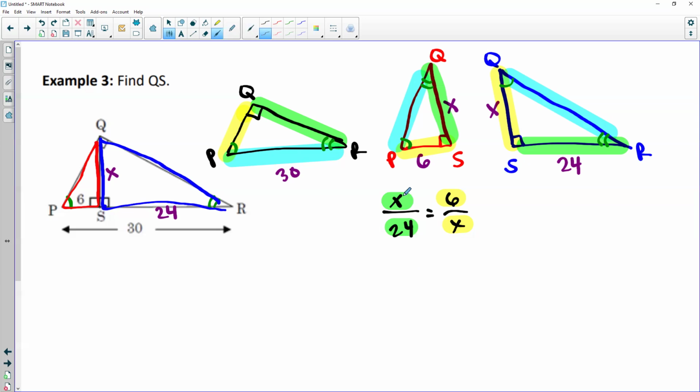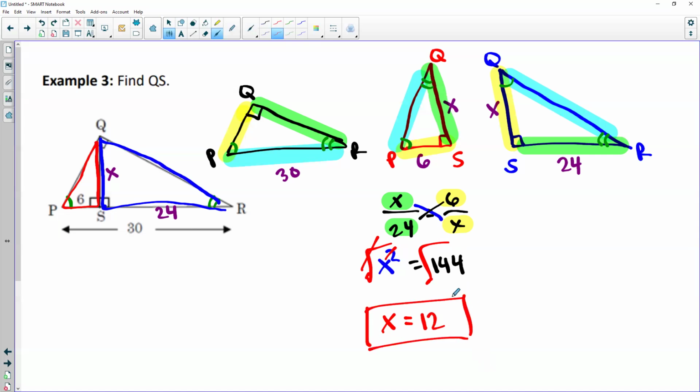So now that we understand that we set this up correctly, then what we're going to do is cross multiply. If I cross multiply, we get X times X to get X squared. And then we get 6 times 24. And 6 times 24, I believe, is 144. And from here, we want to solve for X. So we're going to square root both sides. That square root cancels out the squared, leaving you with X is equal to the square root of 144, which would simply just be 12.